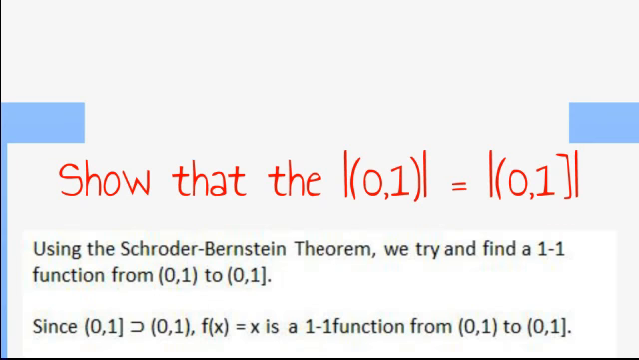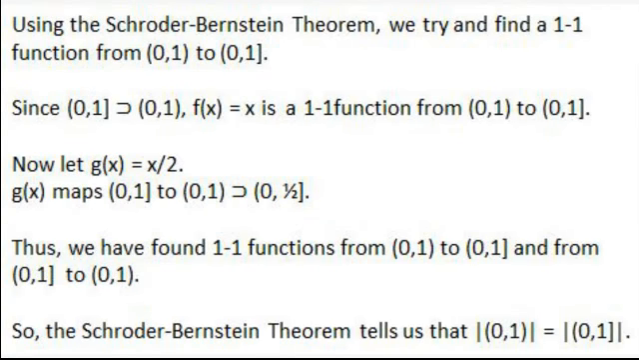An example of this would be to show that the cardinality of the set (0, 1) exclusive is equal to the cardinality of the set [0, 1] inclusive. Using the Schroeder-Bernstein theorem, we try to find a one-to-one function from (0, 1) to [0, 1]. Since (0, 1) is a subset of [0, 1], f(x) = x is a one-to-one function from (0, 1) to [0, 1].